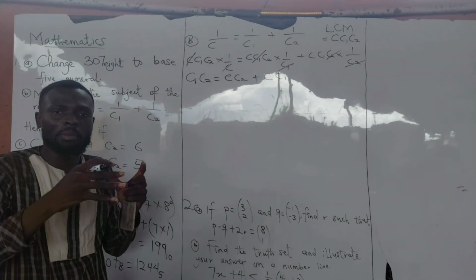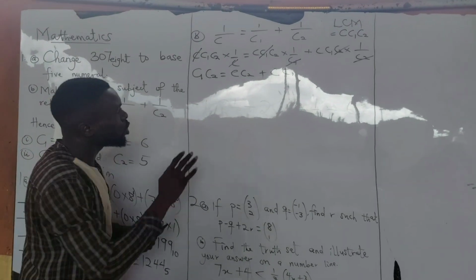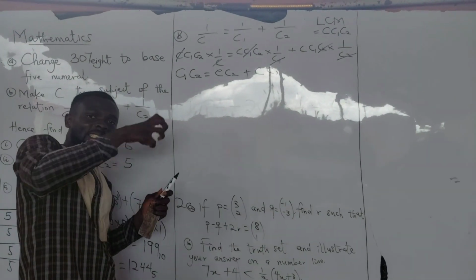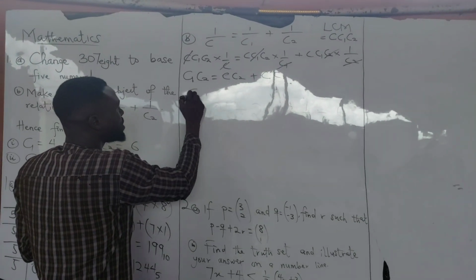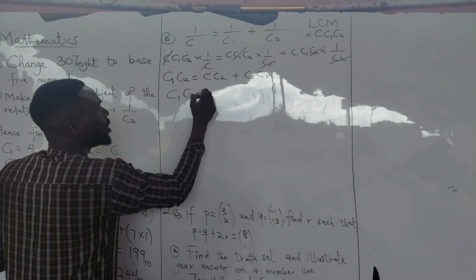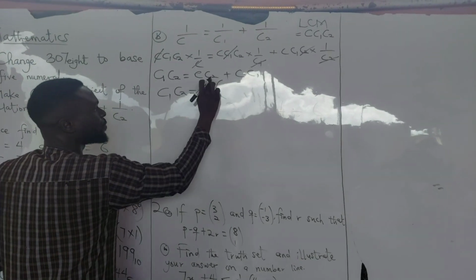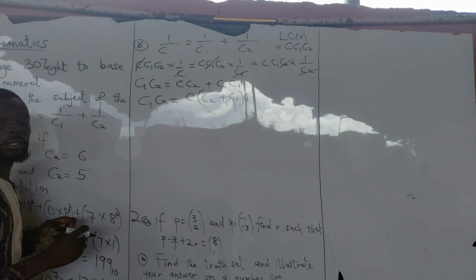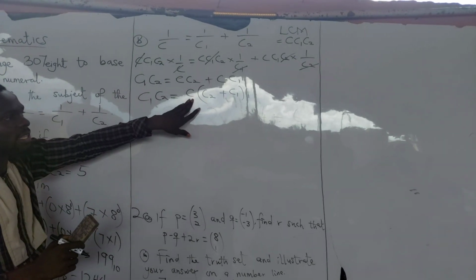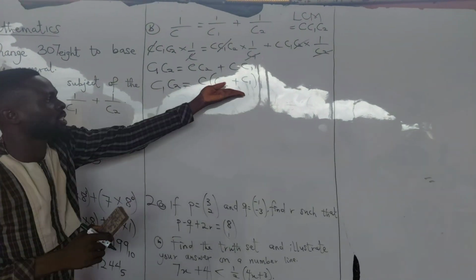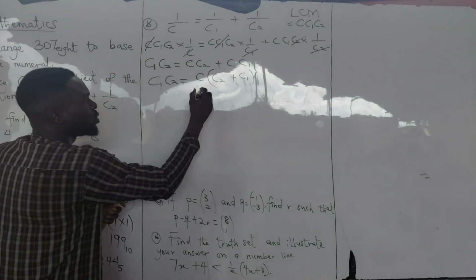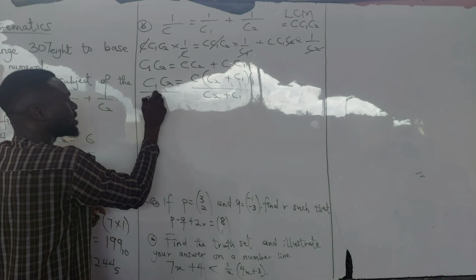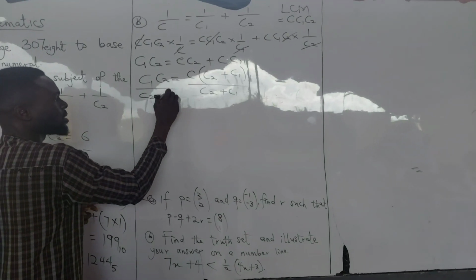And the question is, make C the subject. So when you are having the C, what are you going to do? We are going to factor the C out. So we have C1, C2 equals C bracket of C2 plus C1. So here we want to make C the subject. So divide by what is attached or close to C. So divide by C2 plus C1, divide by C2 plus C1.